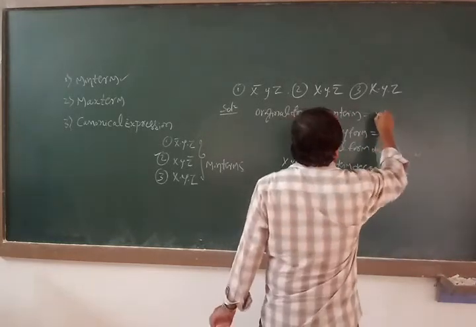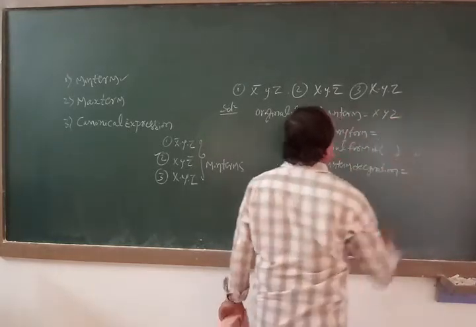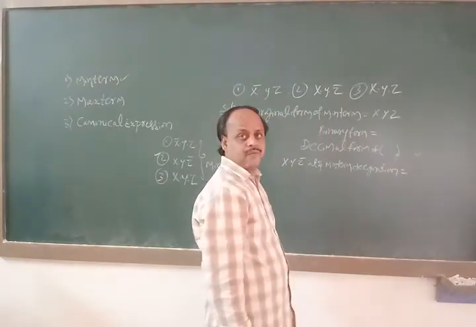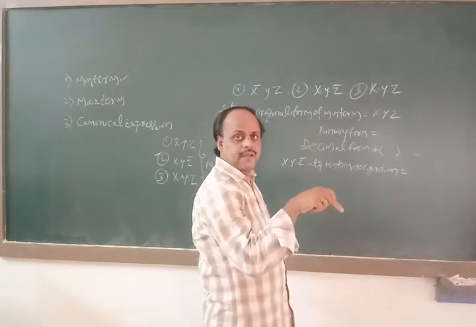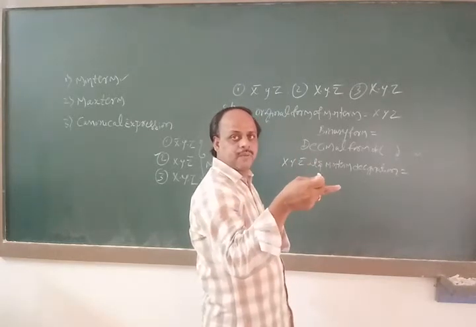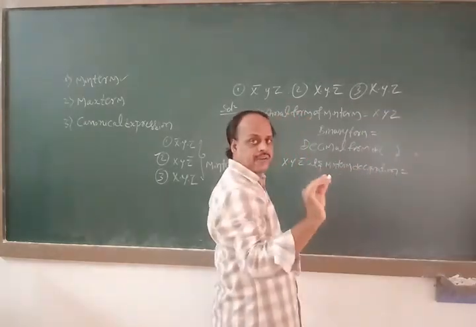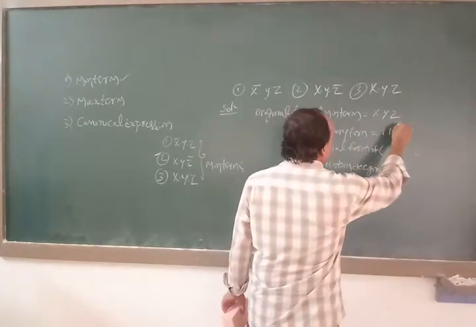That is x into y into z. Next, it's a binary form. How to find binary form? If a variable is there, write 1. If the complement of a variable is there, write 0. X into y into z, all the 3 are variables, so write 1, 1, 1.